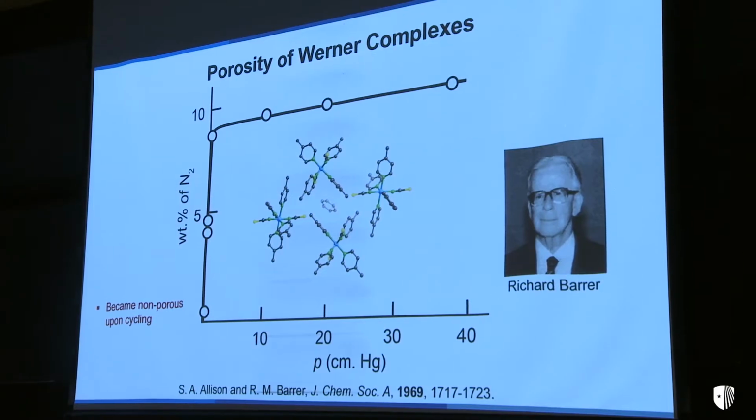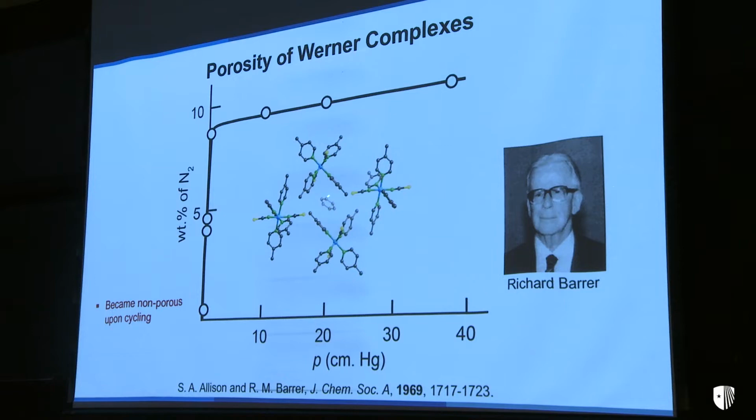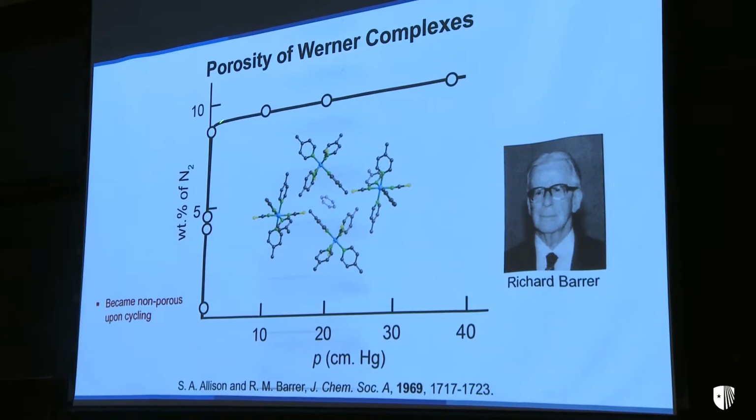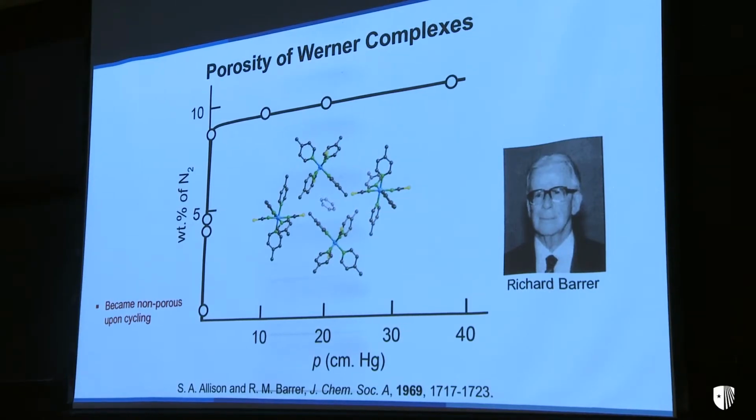Richard Barrer, who is one of the inventors of zeolites and is credited for the template effect in zeolites, studied its porosity and showed that you can actually remove the benzene and introduce gases in its place. But the problem was, okay, this is the nitrogen going in and then saturating the pores. The problem is that when you put the benzene back and you cycle, the structures collapse. Why? Because they're linked through weak bonds. Okay, so the material became non-porous.